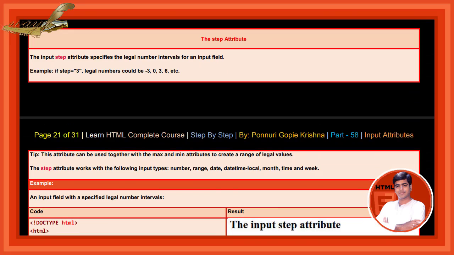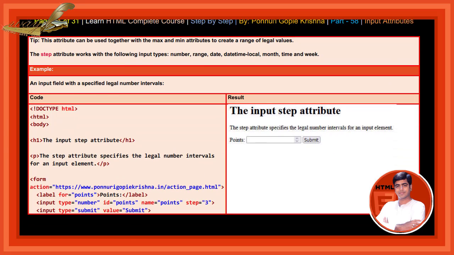The step attribute. The input step attribute specifies the legal number intervals for an input field. Example: if step equals 3, legal numbers could be -3, 0, 3, 6, etc. This attribute can be used together with the max and min attributes to create a range of legal values. The step attribute works with the following input types: number, range, date, datetime-local, month, time, and week. See the example result: an input field with specified legal number intervals.